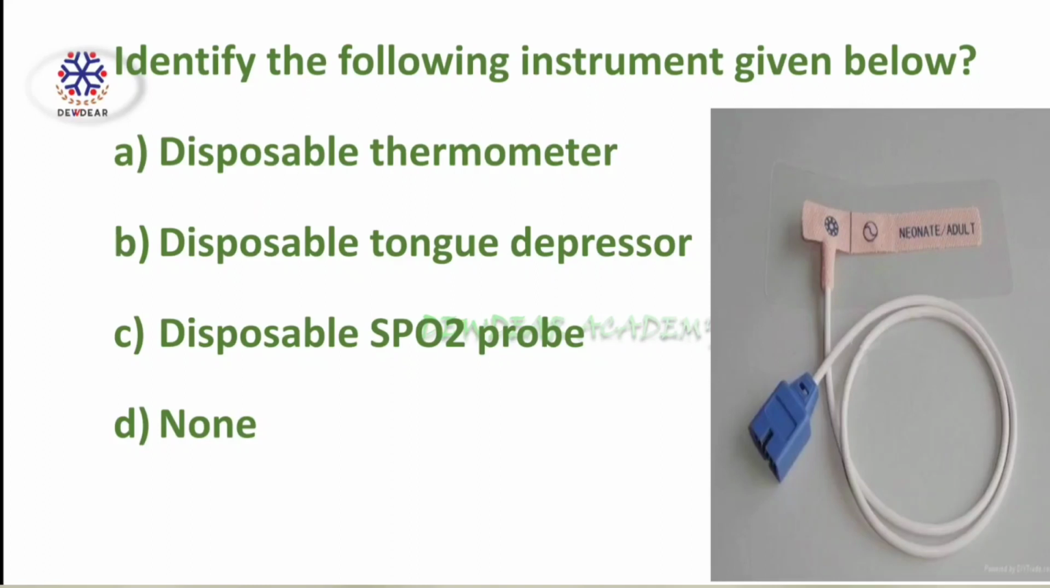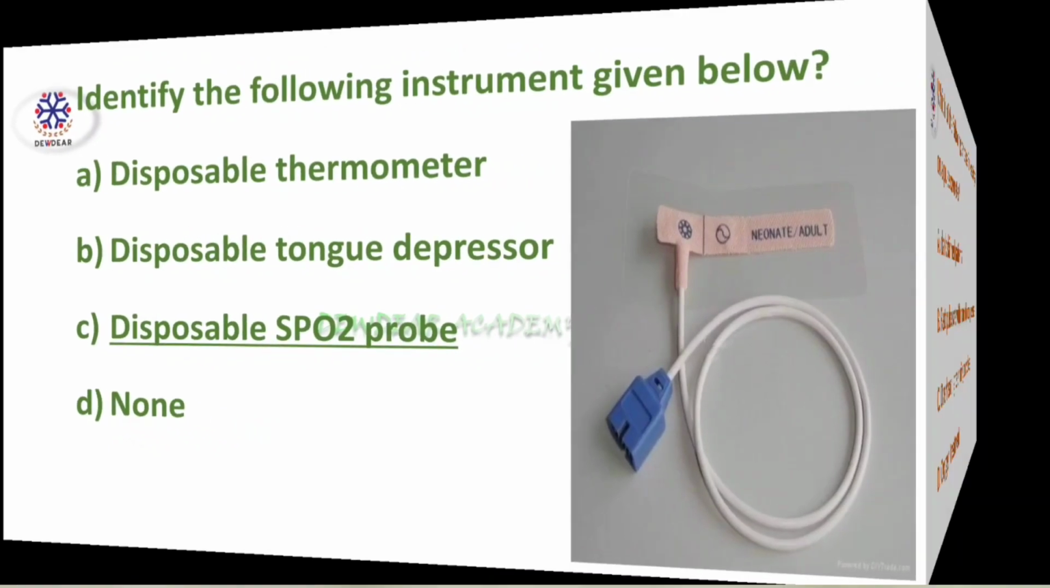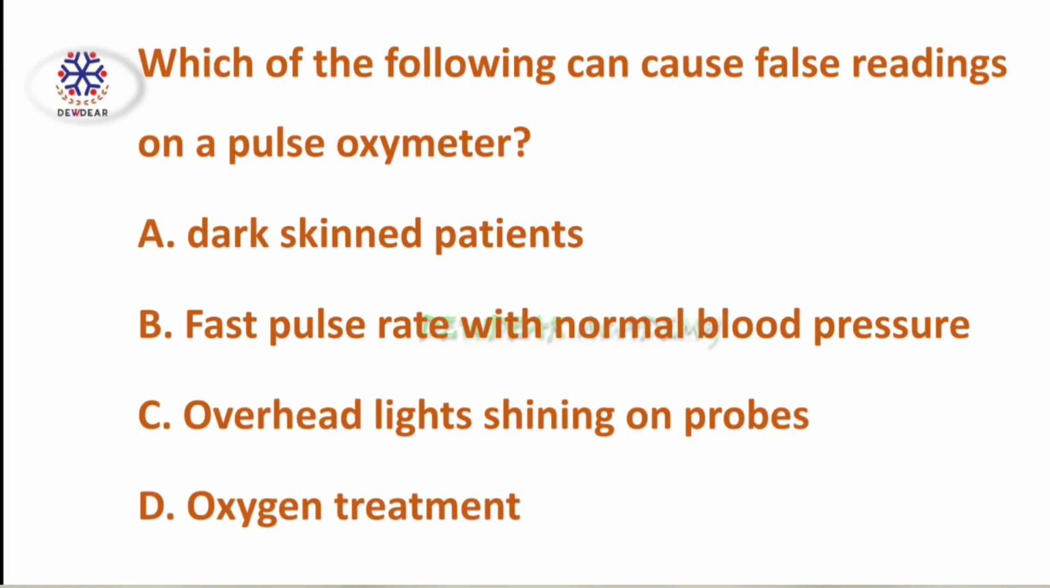Then identify the following instrument given below: disposable thermometer, disposable tongue depressor, disposable SpO2 probe, none. Here the answer is disposable SpO2 probe. Then which of the following can cause false reading on pulse oximeter? Dark skinned patients, fast pulse rate with normal blood pressure, overhead lights shining on probes, oxygen treatment. Here the answer is overhead lights shining on probes.